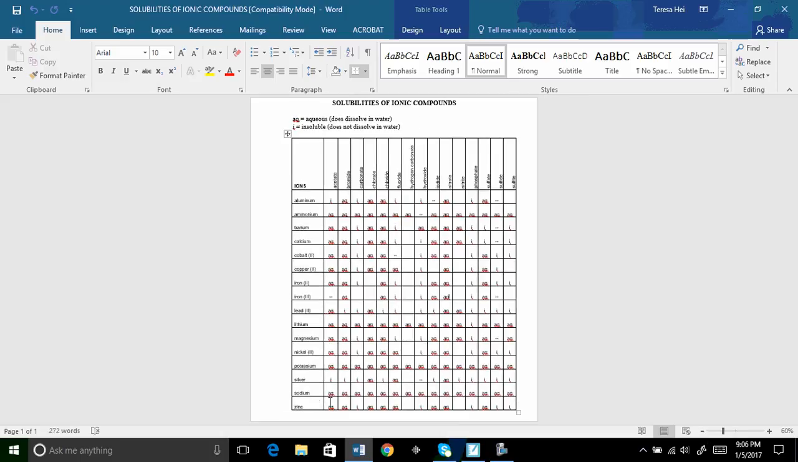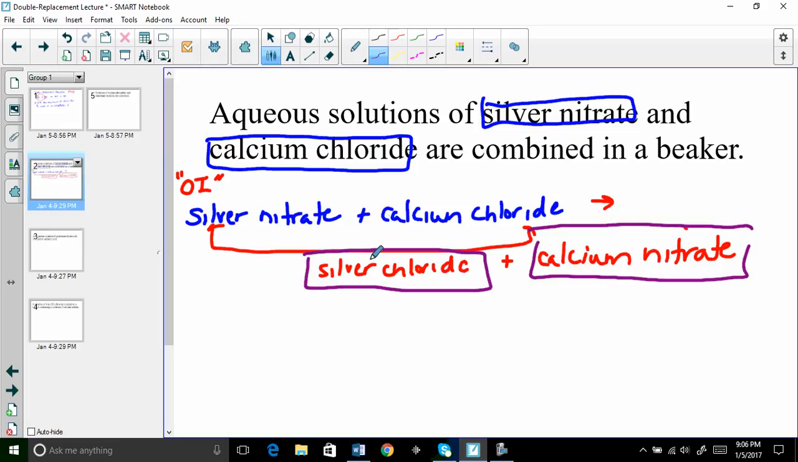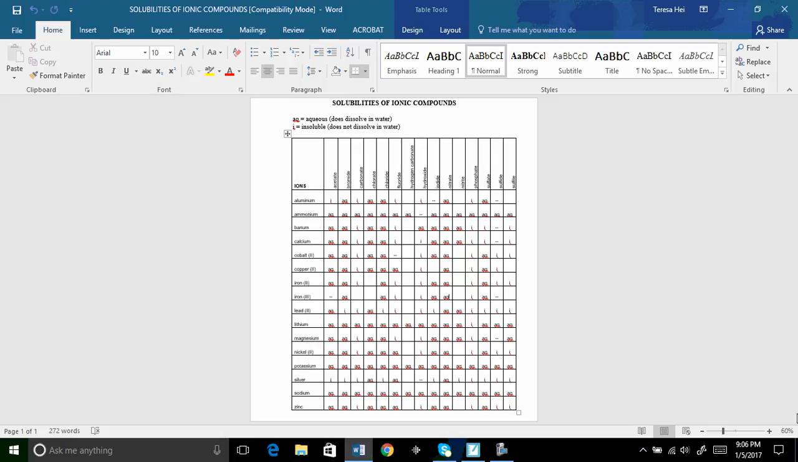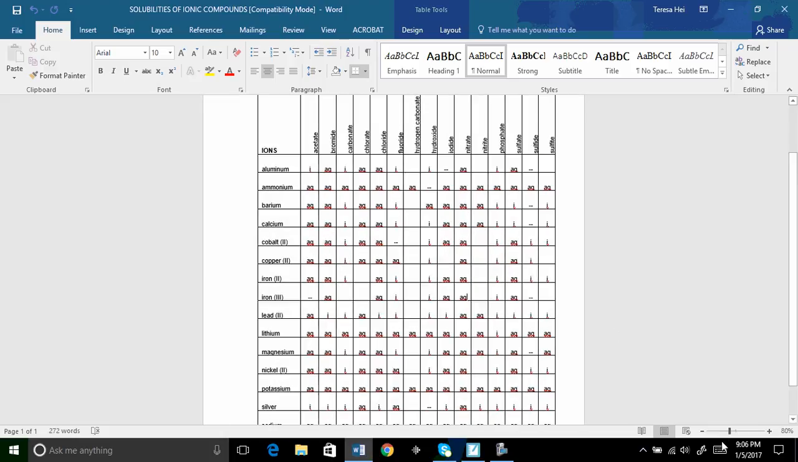I'm going to make this small. You have it in front of you. Here's silver, third from the bottom. Here's chloride. See, it goes acetate, bromide, carbonate, chlorate, chloride. Here's chloride, here's silver. Notice there's a little I there. So I'm going to go back. This has an I. That means this is a precipitate. Going back, I don't know if I could make this a little bigger. Here's calcium.